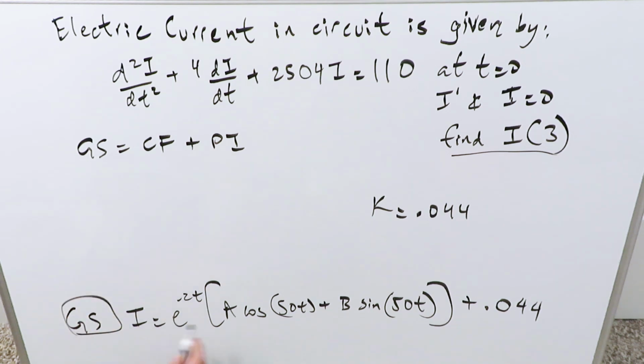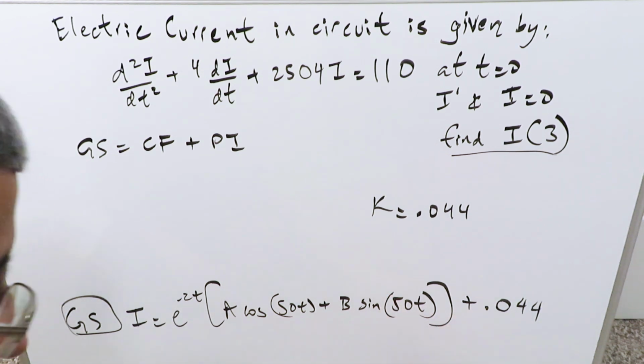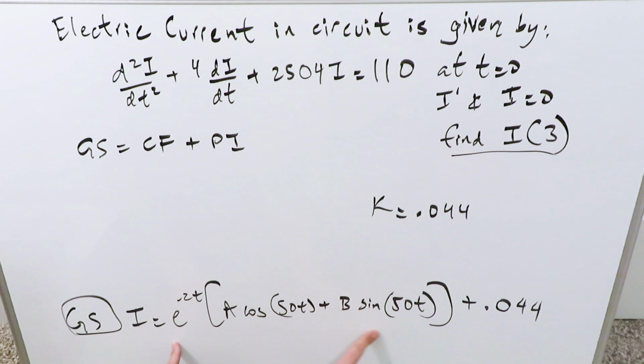As you can see, I is equal to e exponent minus 2t times a cosine 50t plus b sine 50t, close the parentheses, plus 0.044. This part right here is your complementary function. Here is your particular integral.